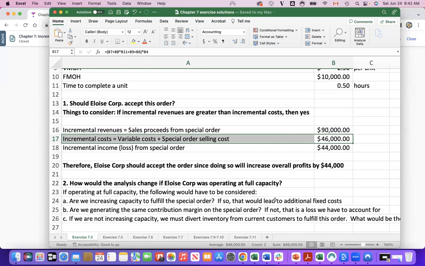These are the kinds of decisions that decision makers, managers, executives can start to make with this kind of information at their disposal. And that's why it's imperative that you understand cost behavior and what costs you would incur in each scenario under this incremental analysis.